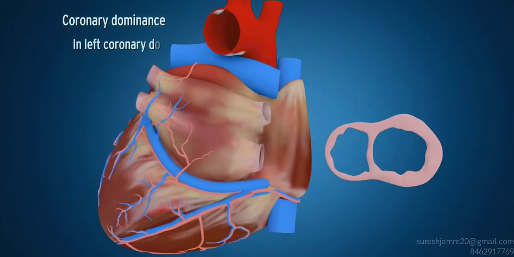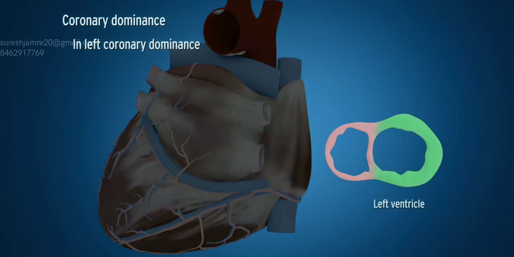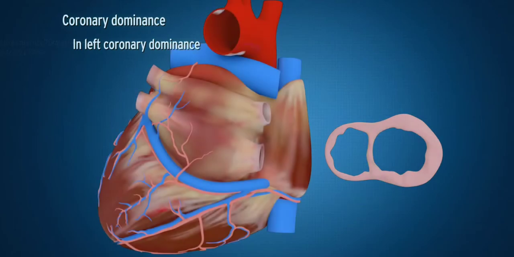In left coronary dominance, the population is likely to be affected by coronary diseases because the entire left ventricle and the ventricular septum are under the nutritional control of the left coronary artery, and obstruction to the posterior interventricular artery.